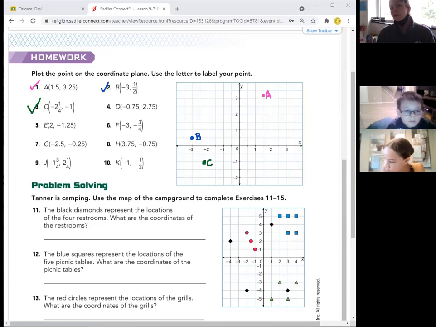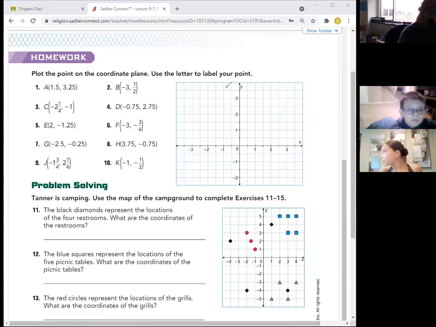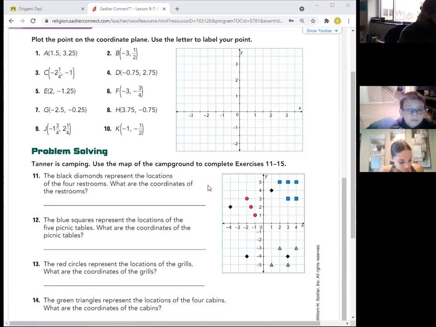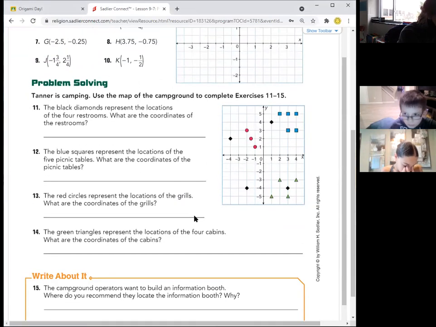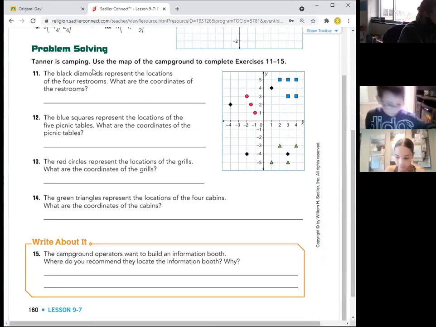Yeah. So in the problem solving section, you're doing the opposite skill. You're looking at the coordinate plane that has points plotted on it and creating a coordinate point. So let's scroll down and take a look at that. You're going to do the rest on your own. Please pay attention to the section I'm focusing on so that you can get it all done accurately. Tanner's Camping, use the map of the campground to complete these exercises.